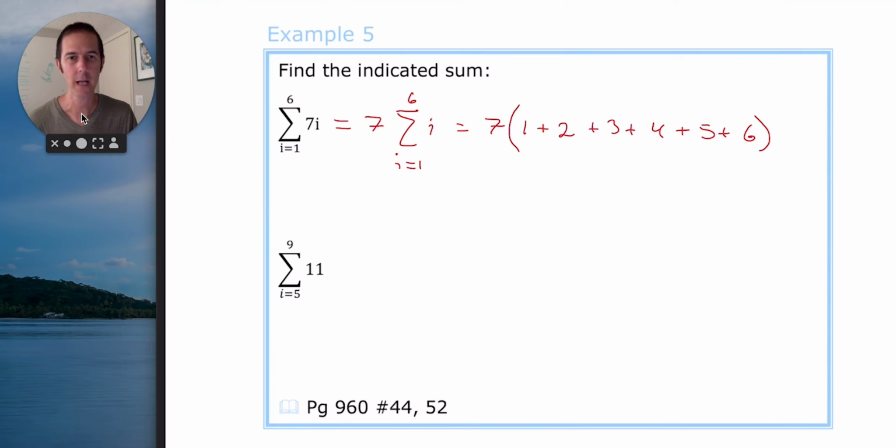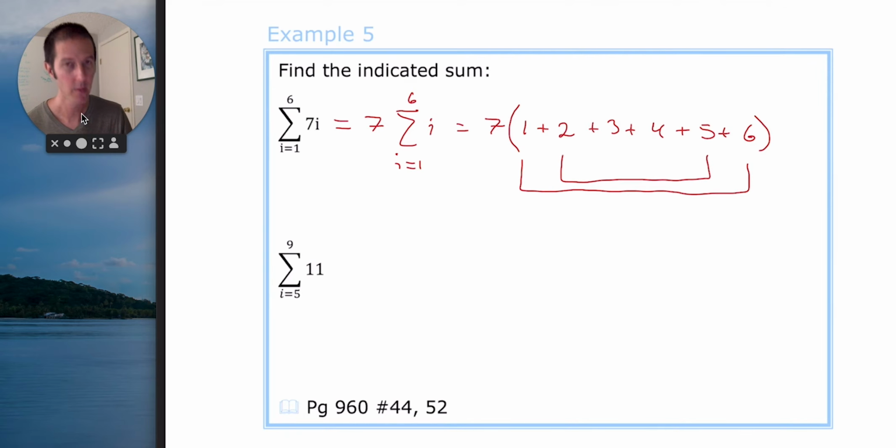Some of us have already added them together in our head. Some of us are already reaching for our calculator. But if you'll stop for just 1 second and check this out, because it's going to come in handy later. What's 1 plus 6? You say 7. What's 2 plus 5? You say 7. What's 3 plus 4? I don't have to tell you to say it. You're saying it already. It's 7 again. How many 7s do we have? 3 of them. We just bracketed them, sort of.